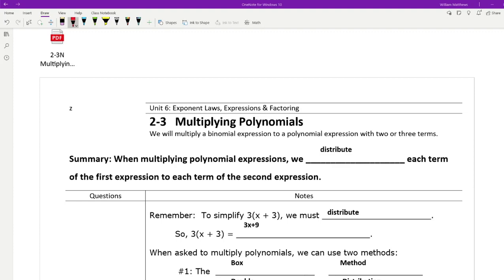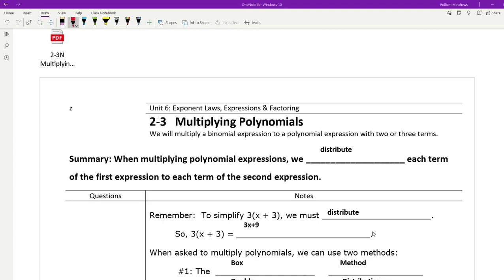Today we'll learn how to multiply a binomial with a polynomial expression. The same as with a monomial, we want to distribute each term of the first expression into each term of the second expression. It does not matter how many terms are in the first one or the second one. Every term is going to end up multiplying to one another.